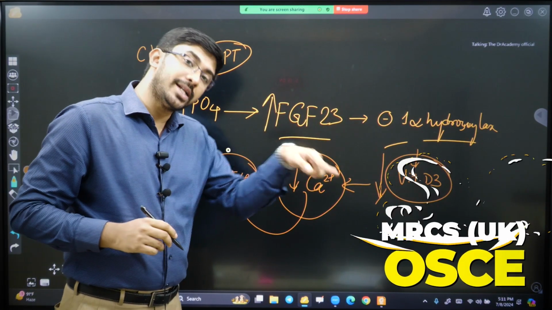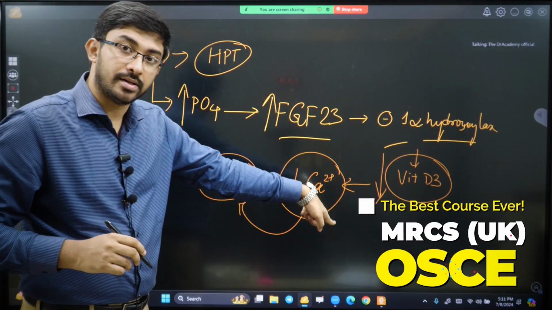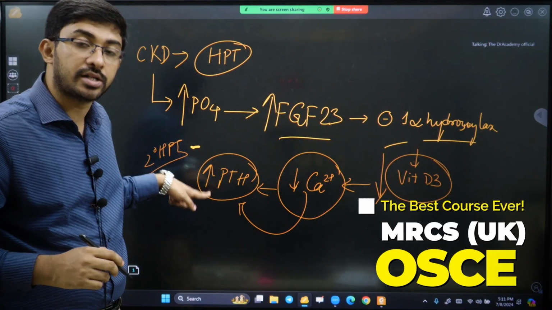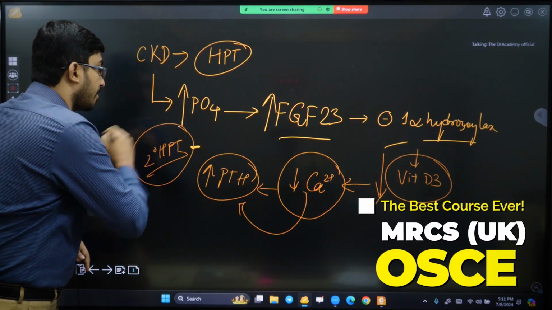The parathyroid hormone itself increases, causing hypercalcemia. And when hypocalcemia causes increase of parathyroid hormone secretion, this is called secondary hyperparathyroidism.